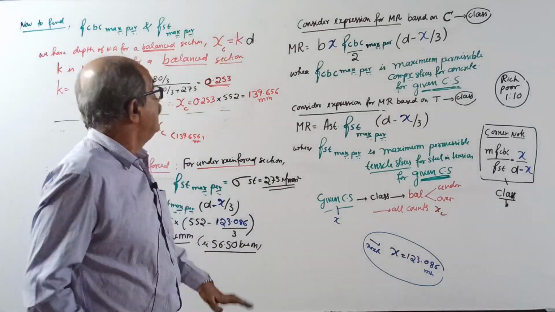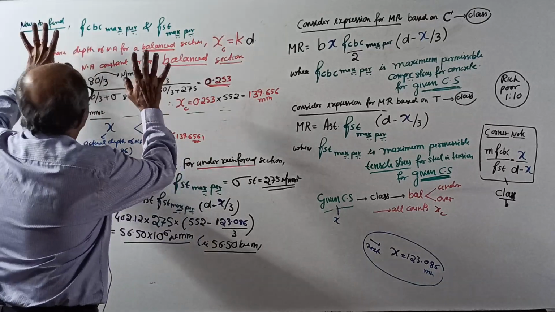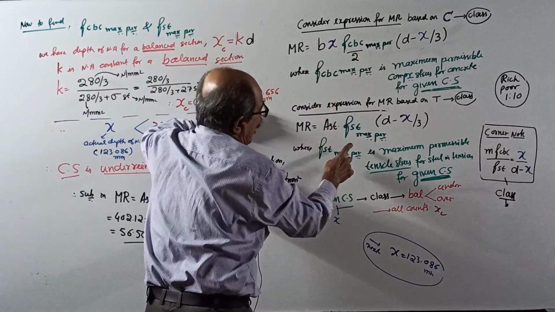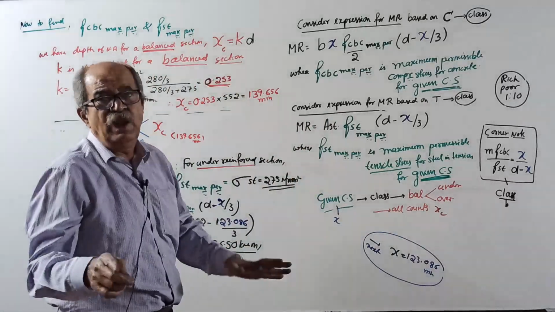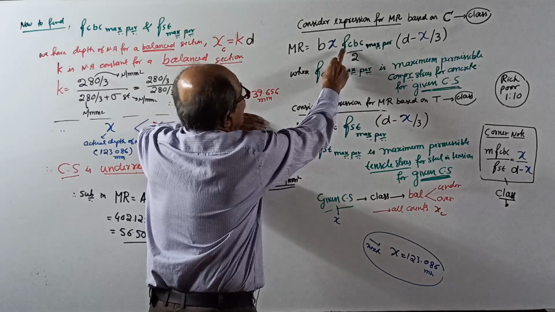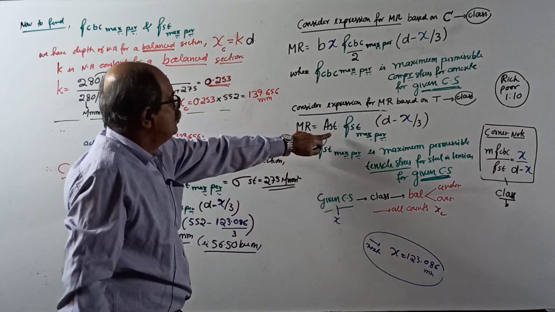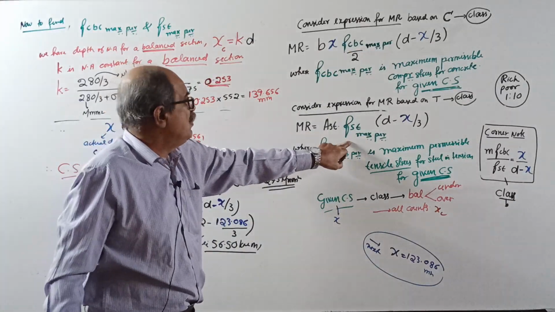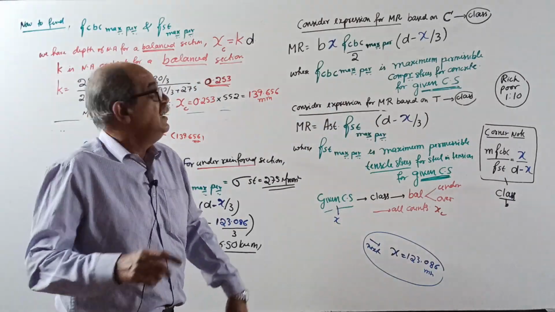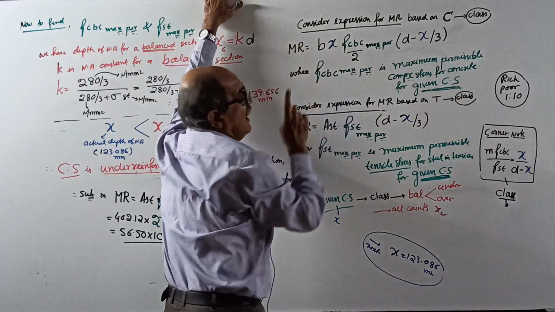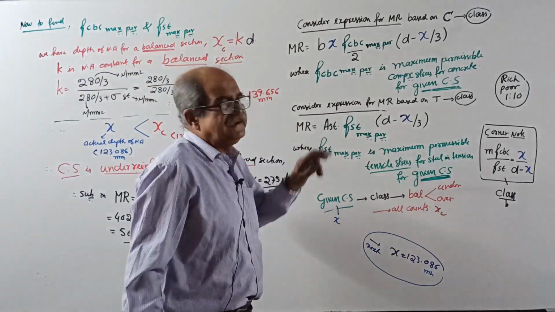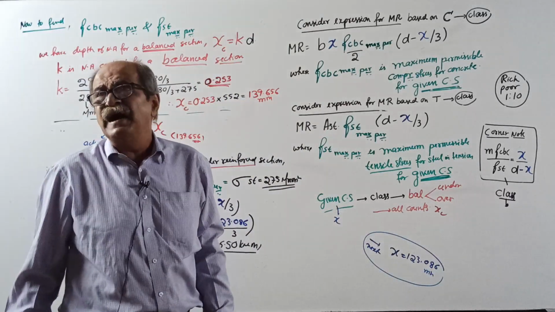Now, to find MR, we require FCBC permissible or FST permissible. Make a note. Those who want to use this equation want FCBC permissible. Those who want this equation want FST max permissible. And remember, the limit for FCBC as per IS code is sigma CBC, and the limit for FST as per IS code is sigma ST.